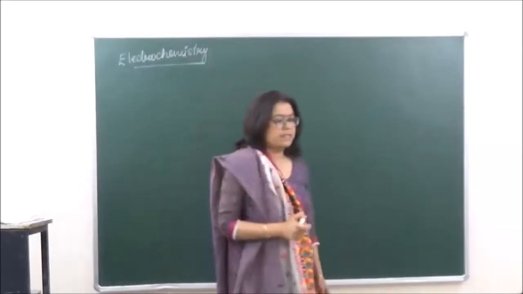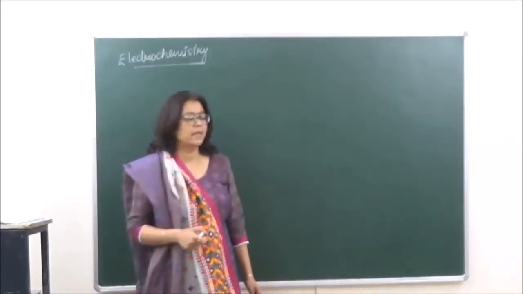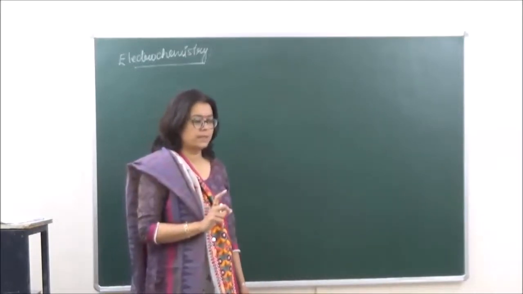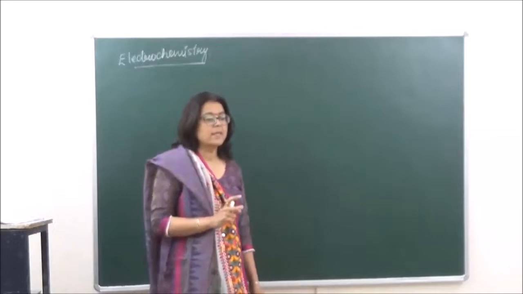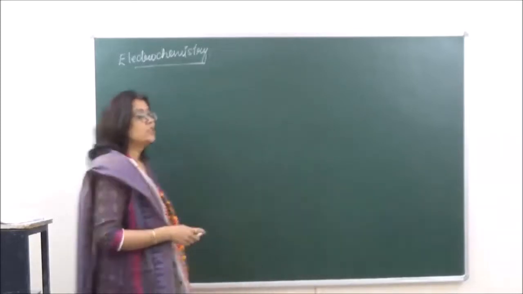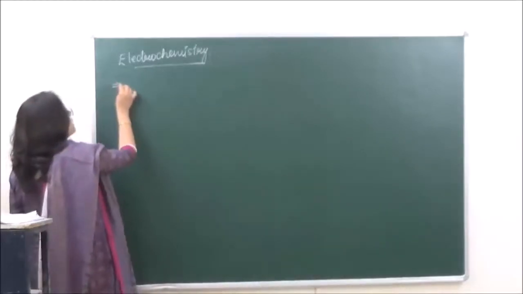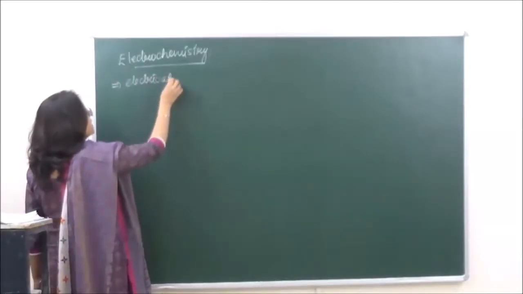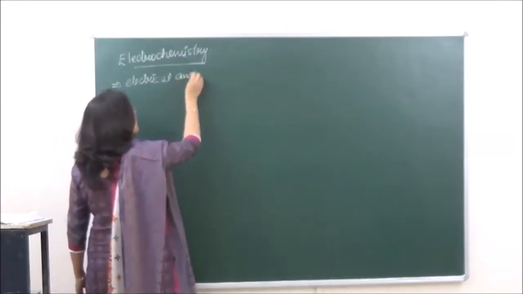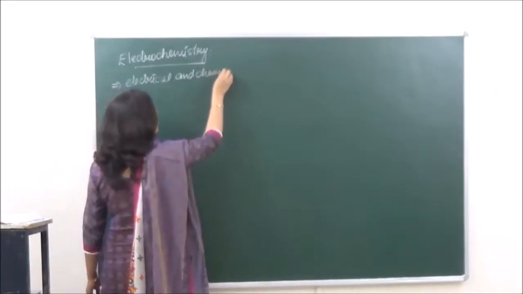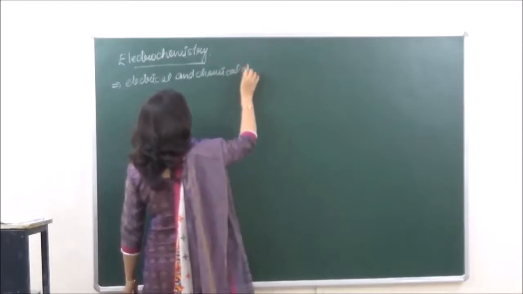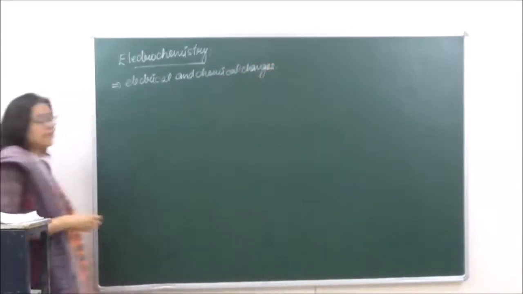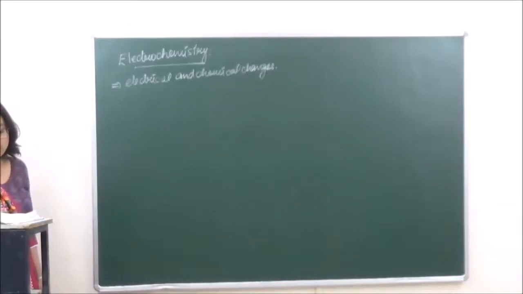Again, we start with the third chapter of plus 2, that is electrochemistry. When we are talking of electrochemistry, what is it? It is that branch of science in which electrical and chemical changes take place. So, the branch of science which deals with electrical and chemical changes, that is electrochemistry, right?